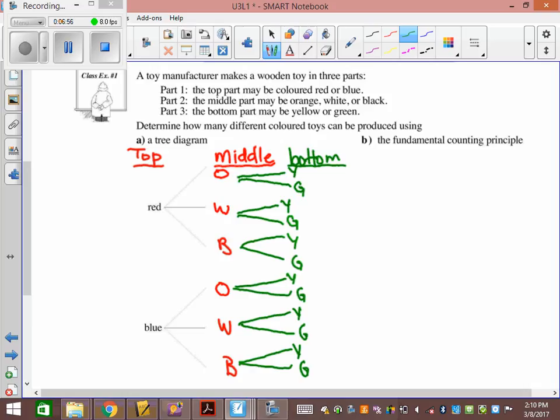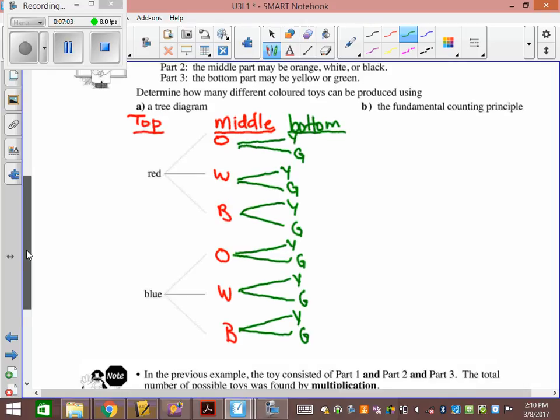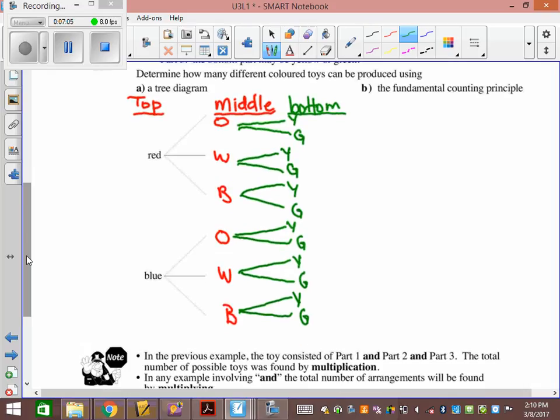So how many options do I have? There's 1, 2, 3, 4, 5, 6, 7, 8, 9, 10, 11, 12. So I have 12 different toys.